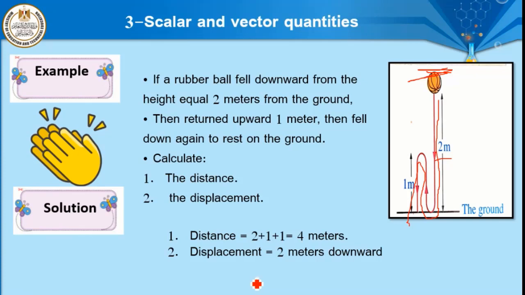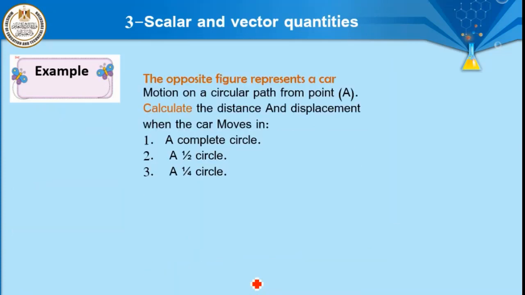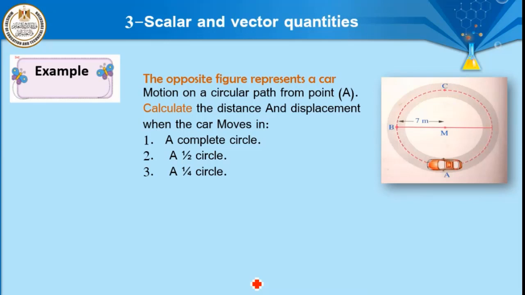Excellent, my students. Example number 3. In front of you, the opposite figure represents a car motion on a circular path from point A. Calculate the distance and the displacement when the car moves a complete circle, after that half a circle, then a quarter circle. Yes, we'll start first.